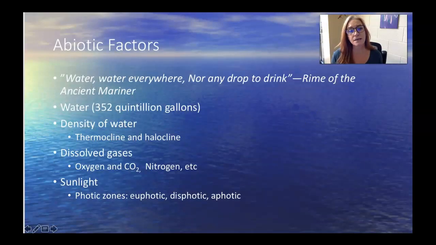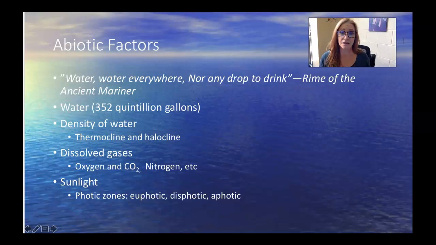Okay? So what abiotic factors are in play here? Of course, the water. That's all it is. It's water with stuff living in it, right? 352 quintillion gallons. I don't know how many zeros that is. Sounds like a lot of water. And within that, these three specific abiotic factors help determine what can live where. We have the density of the water, we have dissolved gases in the water, and we have sunlight. And before you pause to write all those down, I'm going to go through each one of those individually.